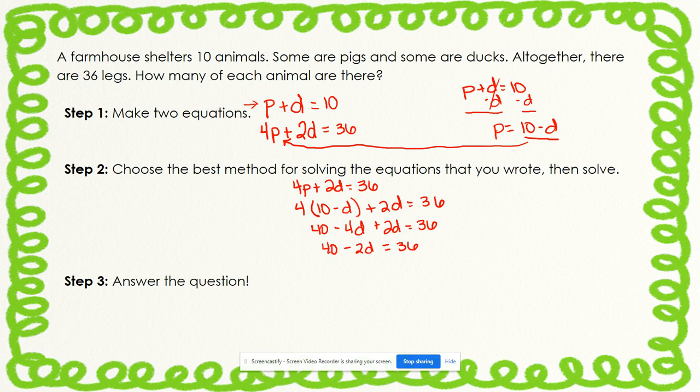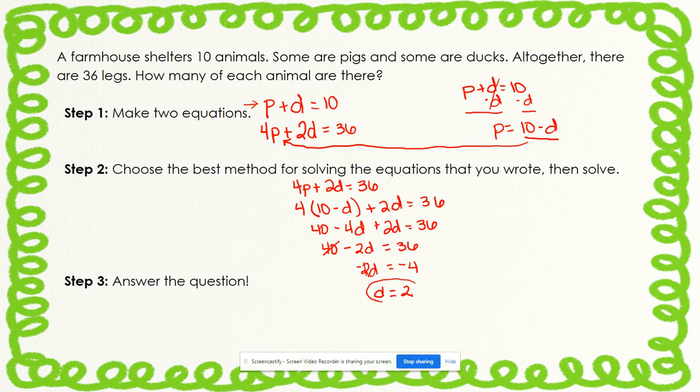So to get rid of 40, I'm going to subtract 40 from both sides, because this is a positive 40, and 40 minus 40 gives me 0. So those will cancel, and I'm left with negative 2D on that side. On this side, I have to do the same thing, so 36 minus 40 gives me negative 4. Now I'm going to get D by itself by dividing by negative 2 on both sides, so that will cancel this and leave me with D equals. And when I do negative 4 divided by negative 2, I get positive 2.